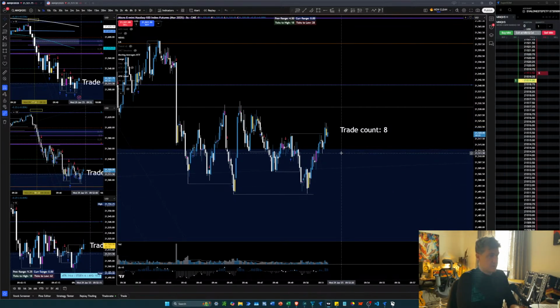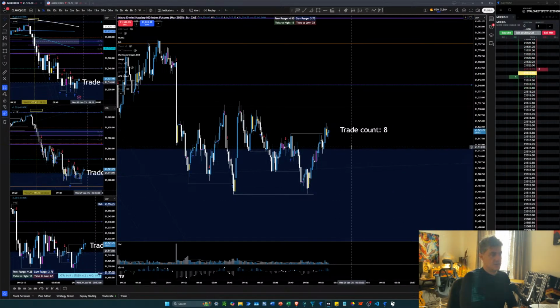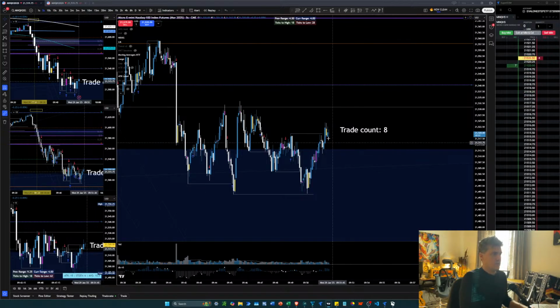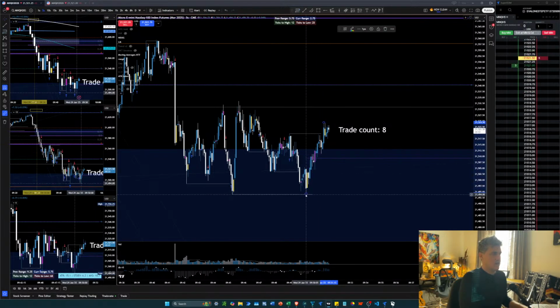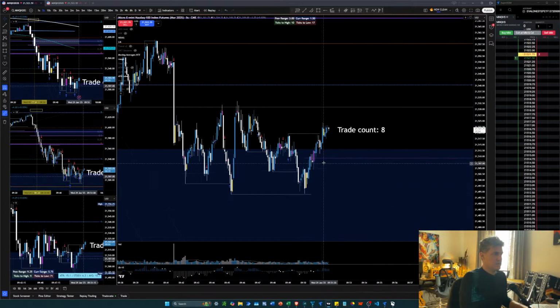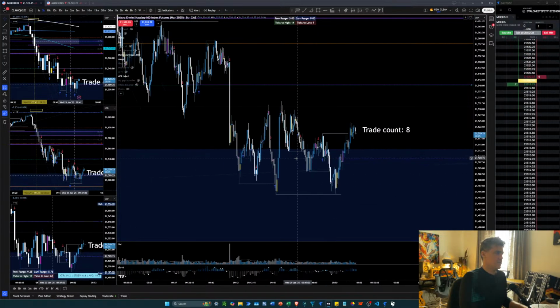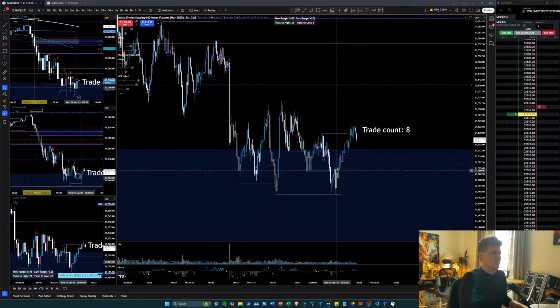50% lining up with the top of this higher time frame inefficiency. Therefore, I like that level. I also like 50% of this swing. Nice grind up action. This is the first time we've seen price really sort of cleanly grind higher.